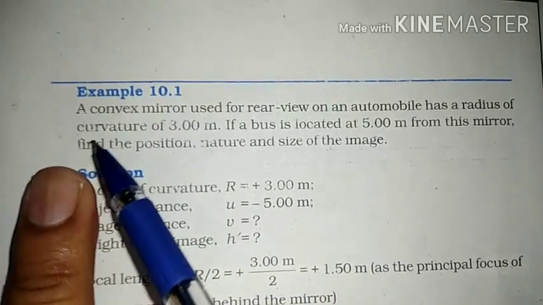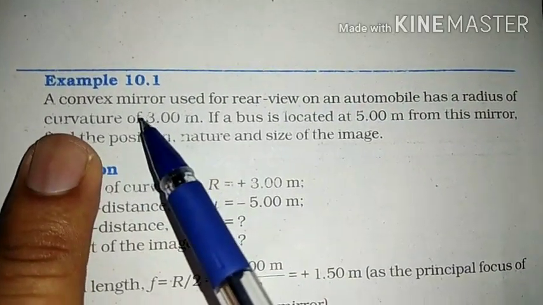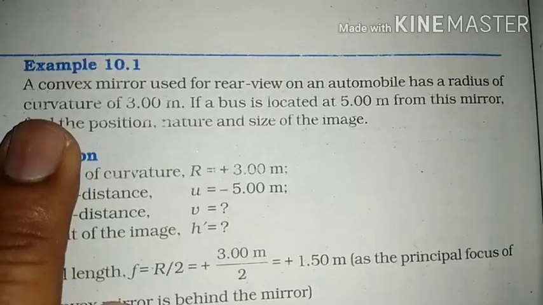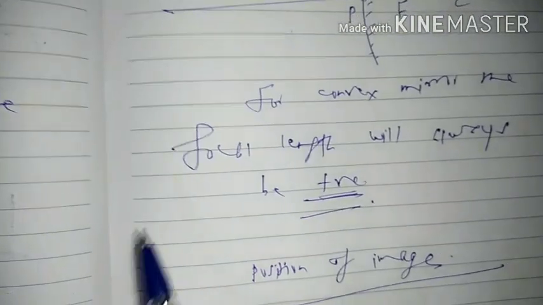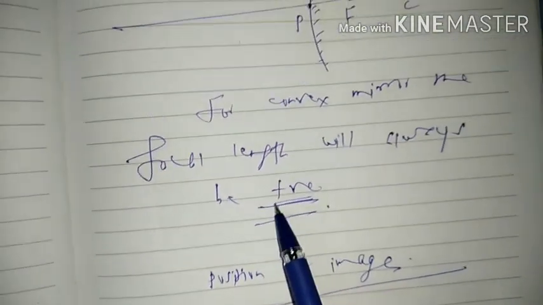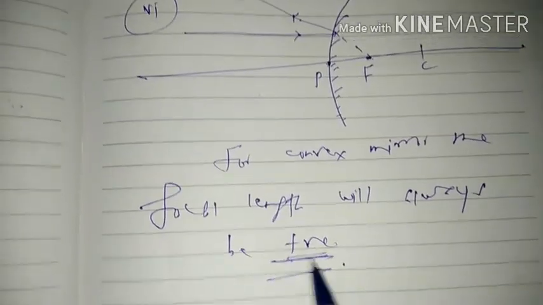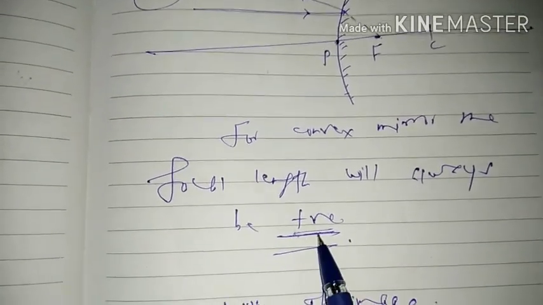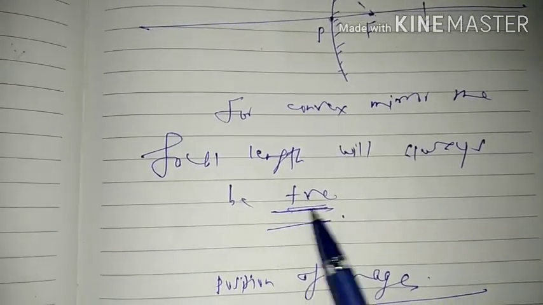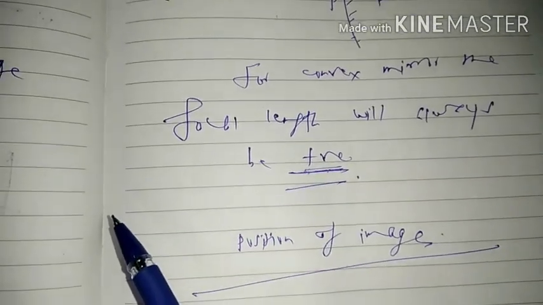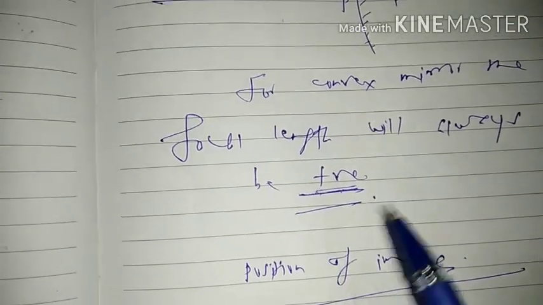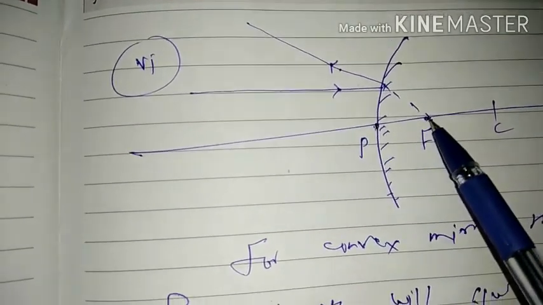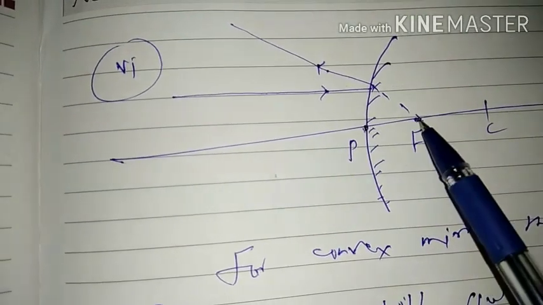The question states that a convex mirror, see, this mirror is convex, and what we have learned is that the focal length of convex mirror will always be positive. So in this case, we shall take focal length positive. For every mirror, object distance will be negative. So u will be negative, f will be positive. And what is the distance of the image? Image in a convex mirror always forms to the right of the pole, so image distance will be positive. This is the meaning of sign convention.